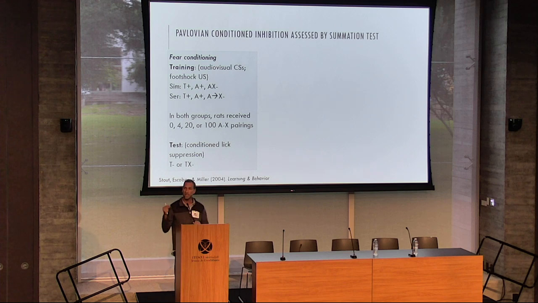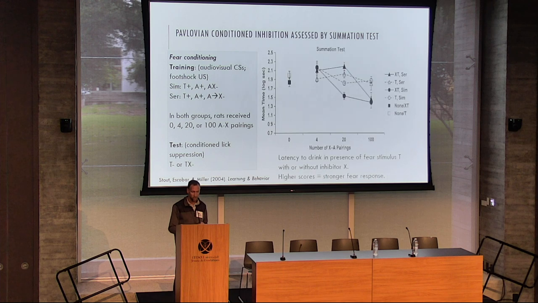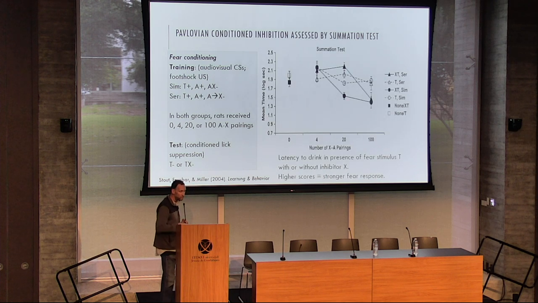And then what the test consisted of is to present T by itself, the training exciter, in which case you should see a strong fear response, and on other trials, T and X, to see whether, if X truly acquired inhibitory properties, it should suppress, on a compound trial, the response elicited by an excitatory Pavlovian stimulus. So this is what's called the summation test for Pavlovian conditioned inhibition, and these are the data from this experiment.